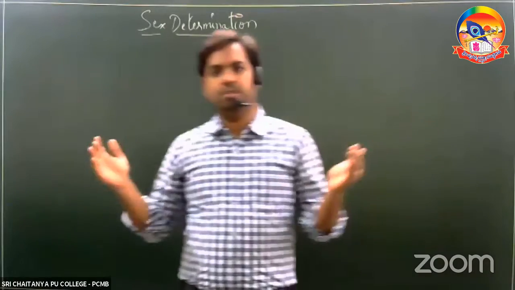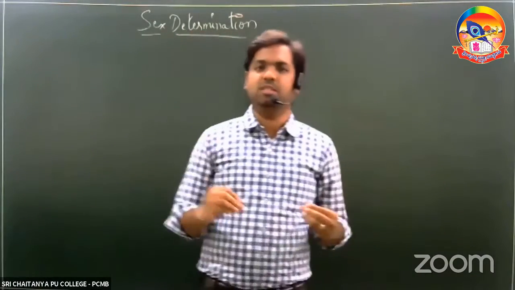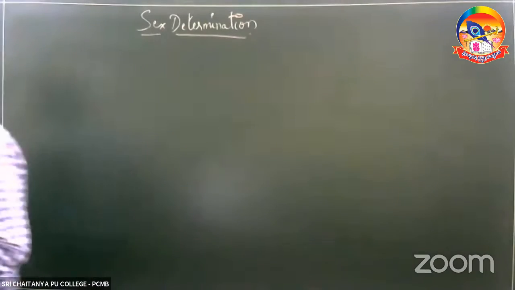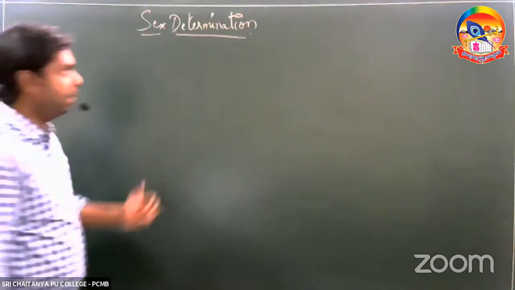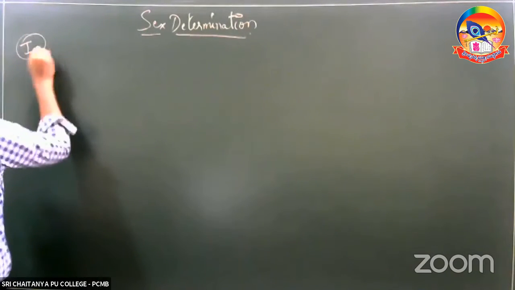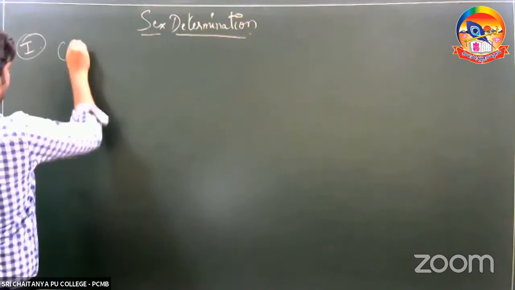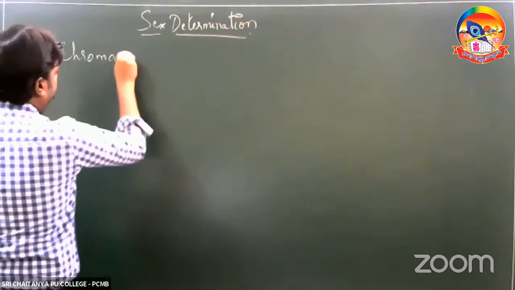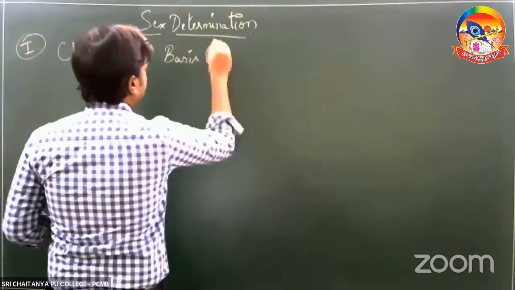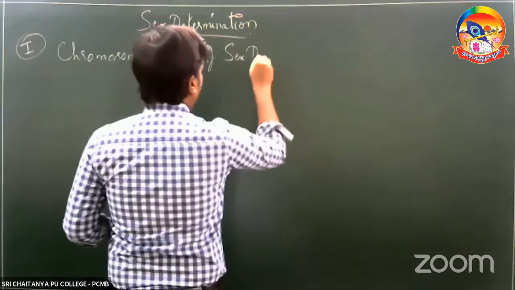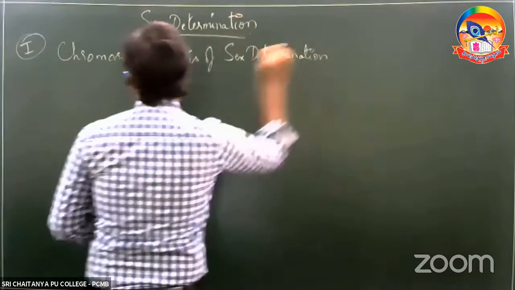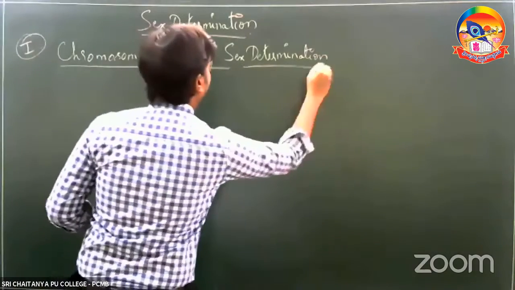There are a lot of ways in which the sex of an organism would be determined, of which the first method we'll be taking up is called the chromosomal basis of sex determination. This is the first topic we'll be taking up, the chromosomal basis of sex determination.